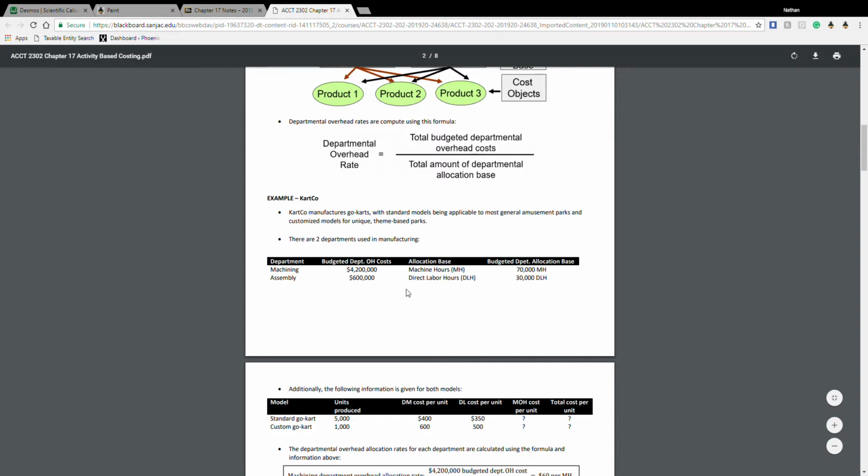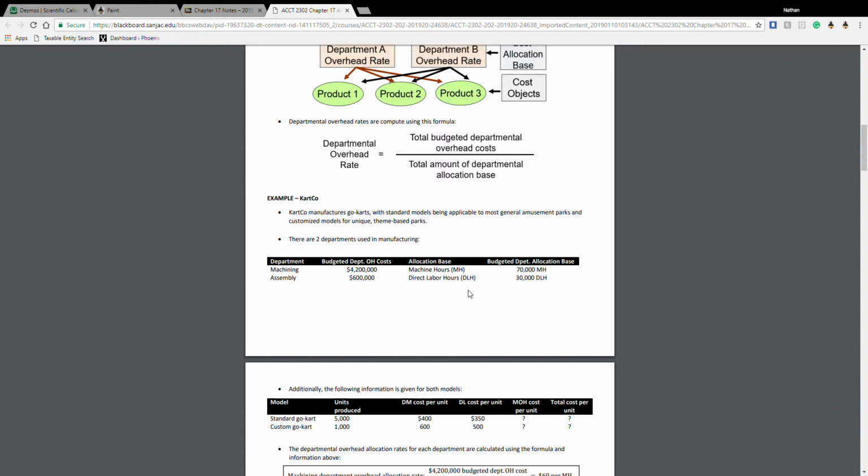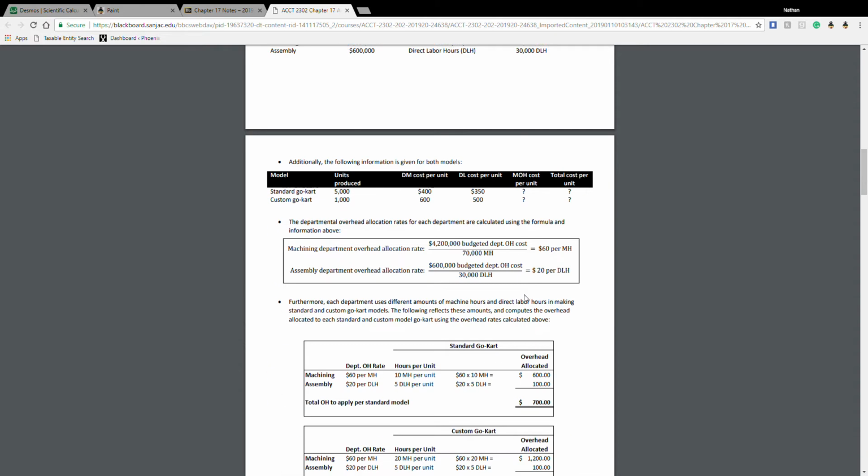And now their allocation base: machinery is based on machine hours, which seems about right because it takes more machine time to create the stuff. Assembly takes direct labor hours. Again, we have more labor probably related to assembly. So each of these allocation bases are going to end up falling under here. And we find out that we have about 70,000 machine hours, that's what MH stands for, and 30,000 direct labor hours. Okay, so you're about to see what we're going to be doing. But we want to give you a little bit more information.